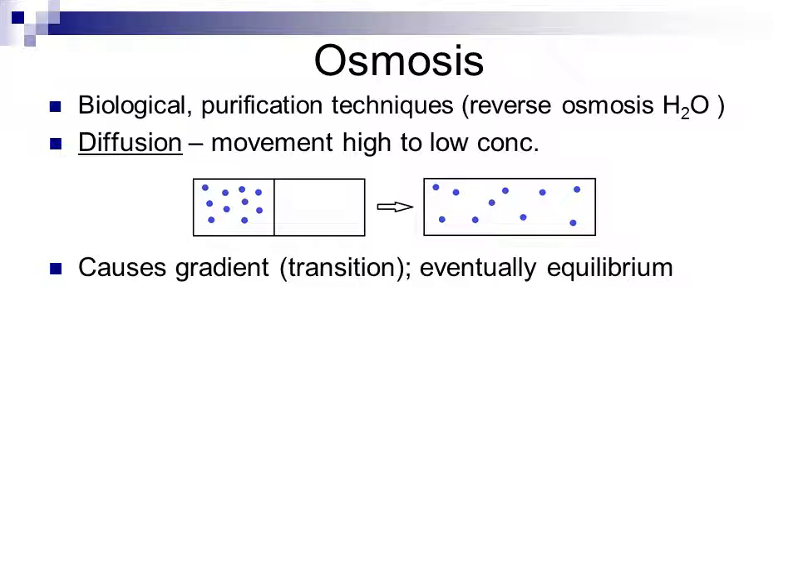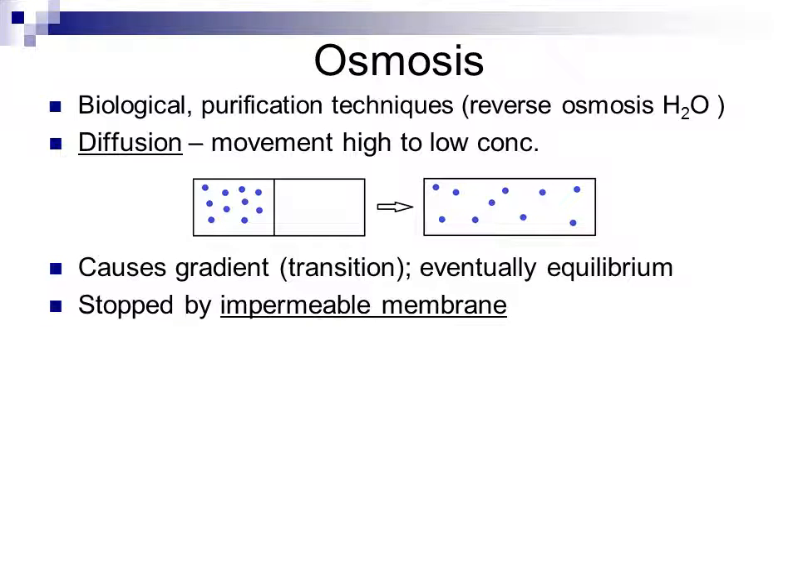As diffusion begins to occur, it causes a gradient, or a transition. So we see from the point at which diffusion starts, where everything is concentrated on one side, to the point at which diffusion ends, there's a graduation throughout that process where concentration changes continually. Eventually, it reaches an equilibrium point at which concentration is uniform throughout the container.